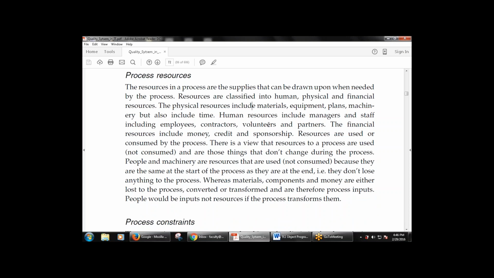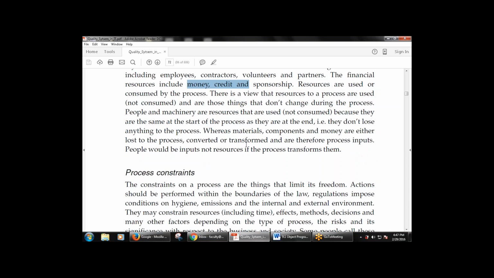So resources may be human resources, physical resources, or financial resources. The physical resources include material, equipment, plants, machinery, but also time. Human resources means the managers, whatever human beings are required. And physical resources means the material, equipment, plants, machinery available for the process. That is part of the process resources. And financial means the money, credit, and sponsorship.